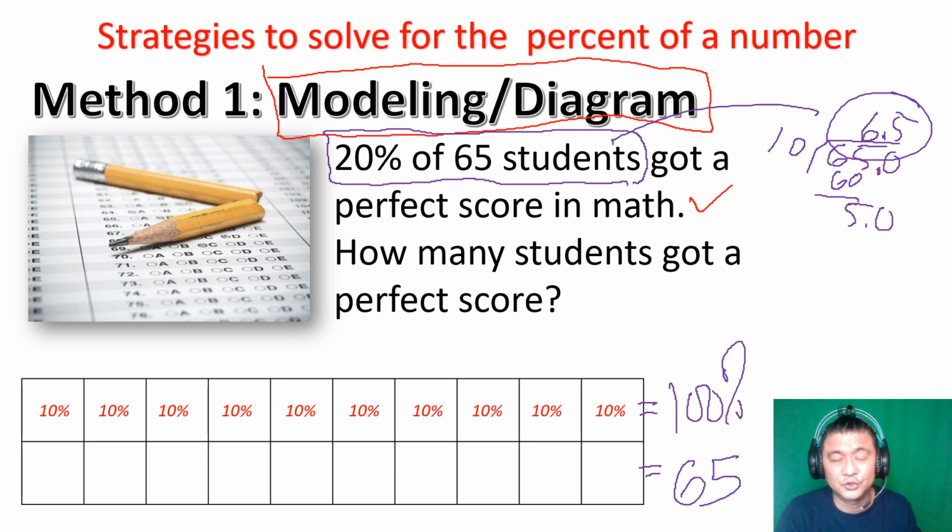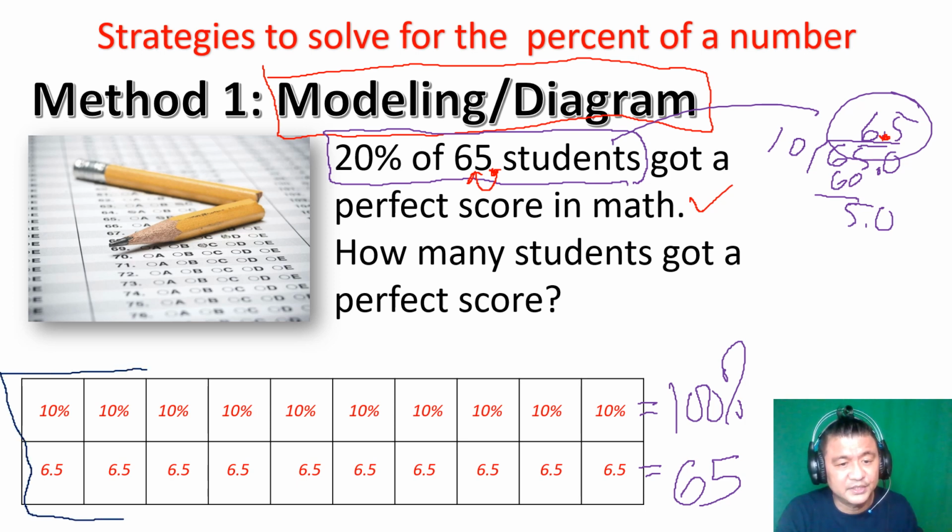Oh, by the way, there's a shortcut in getting 10%. Just move the decimal point one place to the left, and that's already 10%. See, check it out, 6.5, one place to the left. So each of those little parts is worth what? 6.5, 6.5. Now, what do I need to know? But is there a 6.5 student? Don't worry about it because you need not 10%, you need 20%.